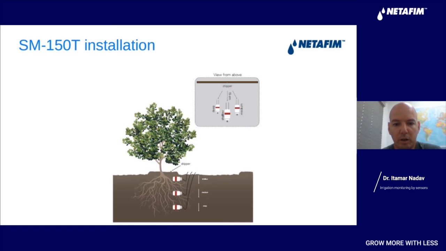And just to give you an example of how to install the SM150, you place them next to the dripper at 3 depths, and they represent the entire root zone of the plant, whether it's tree crops or open field.